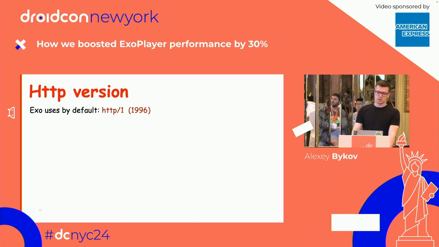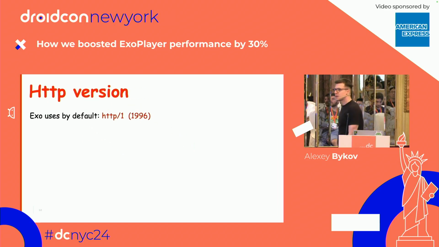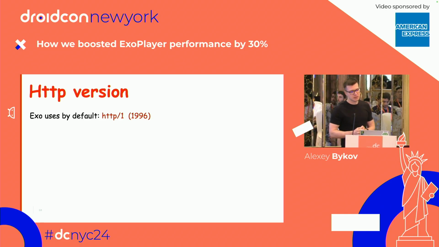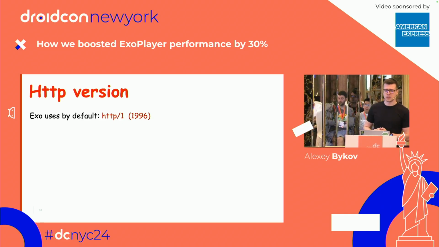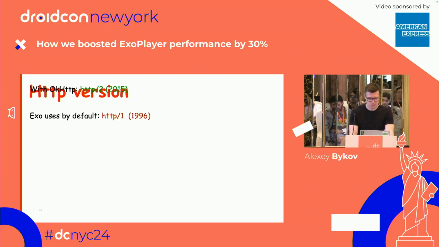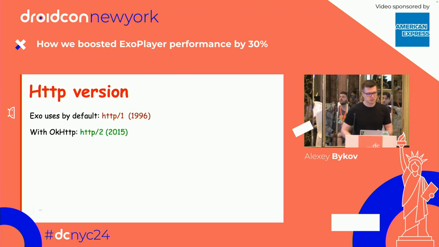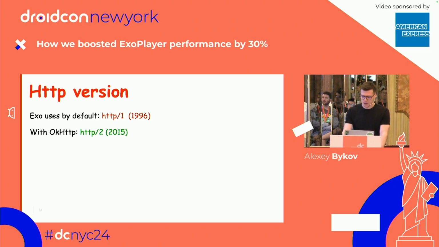By default, if you're going to use ExoPlayer as it is, it's going to use HTTP1, which was implemented in 1996. I probably was around 2 years old at this time, so I was really happy about it. So with OkHttp, for example, HTTP2 is going to be used, which was implemented almost 10 years ago. And it's also possible to use HTTP3.